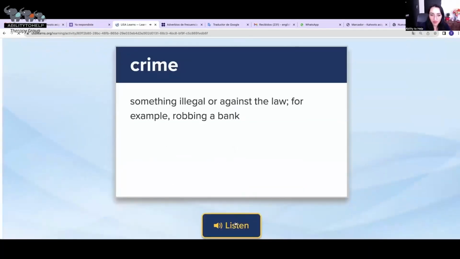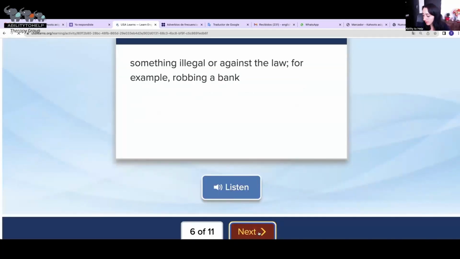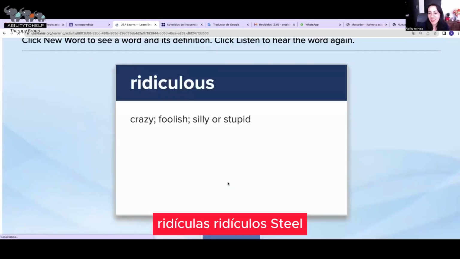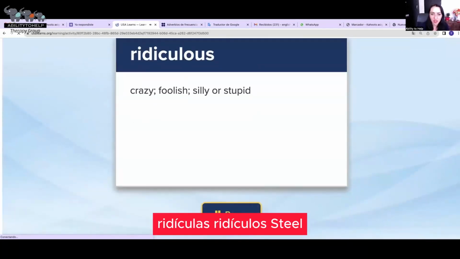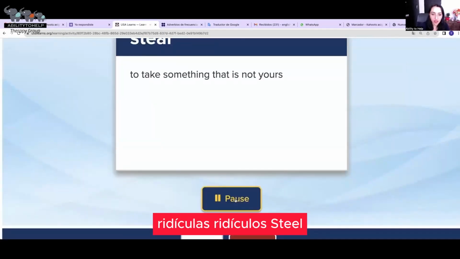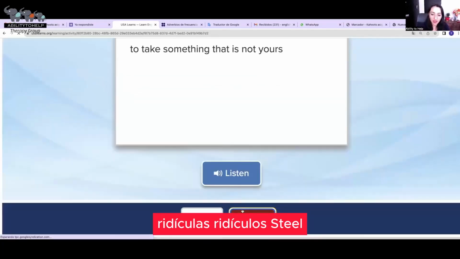Crime. Something illegal or against the law. For example, robbing a bank. This is a crime. It's like Spanish. Ridiculous. Crazy, foolish, silly, or stupid. It's like stupid. Ridiculous. Steal. To take something that is not yours.